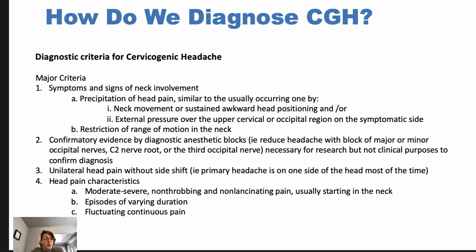The patients will describe the headache as moderate to severe, a non-throbbing, non-lancinating pain. Usually it will start in the neck and then go to the head. It may vary in duration, but usually once a headache starts, it's fluctuating, so it gets better and worse, but it usually stays in one episode, meaning they're not having a headache that goes away and then another headache that goes away. It's just a headache, and then it gets a little better and worse until it goes away.